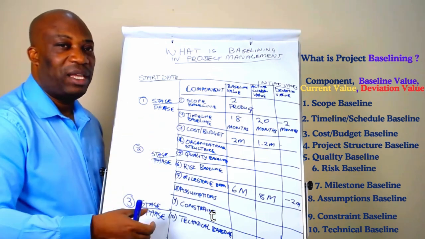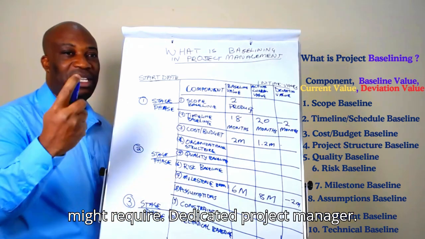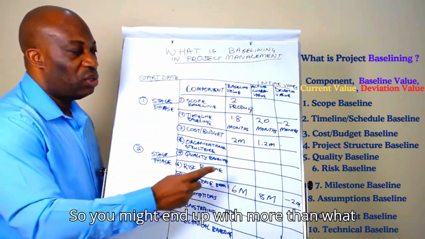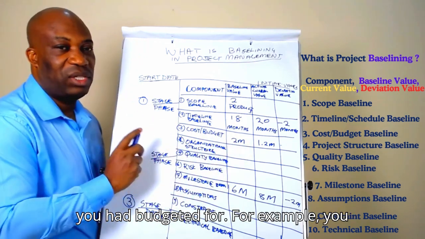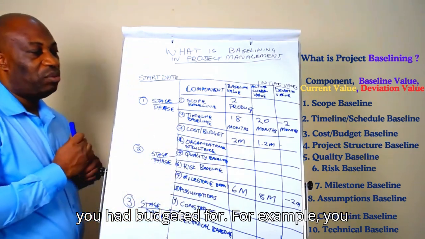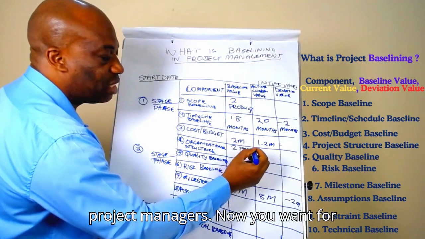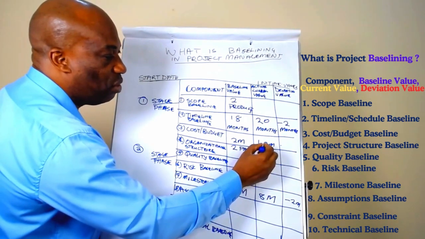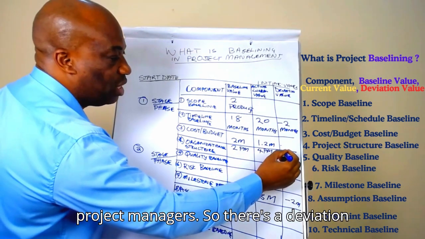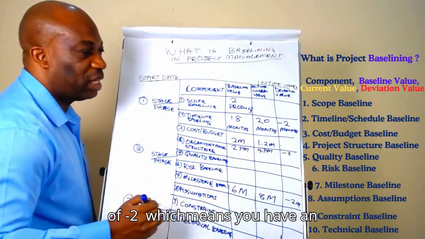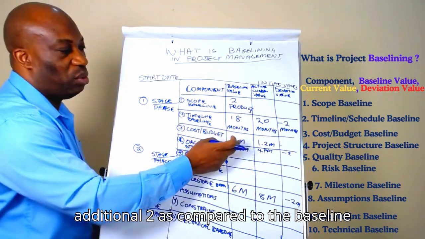Assuming along the way, there are sub-projects that might come up that might require a dedicated project manager. So you might end up with more than what you had budgeted for. For example, you were running a project with 2 project managers. Now you want 4 project managers. So there's a deviation of -2, okay, which means you have an additional 2 as compared to the baseline of 2 project managers.